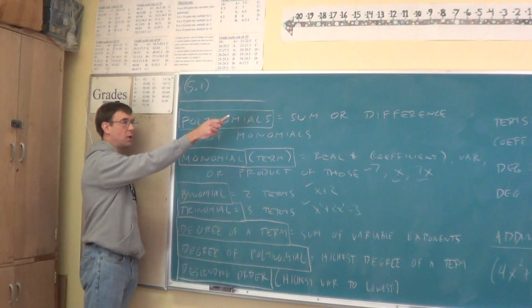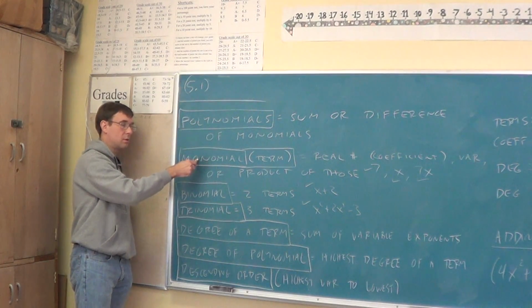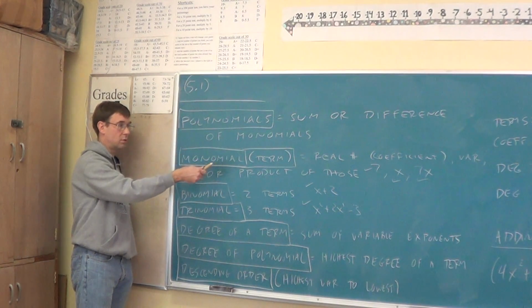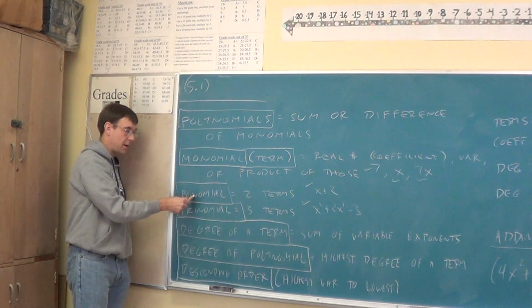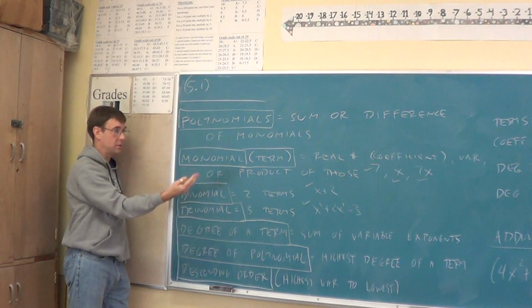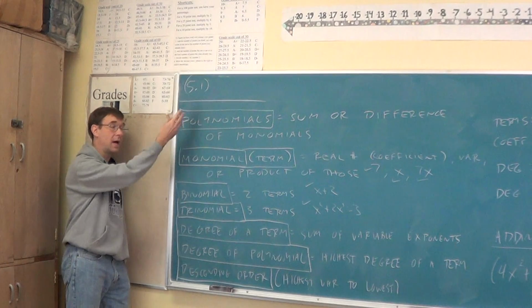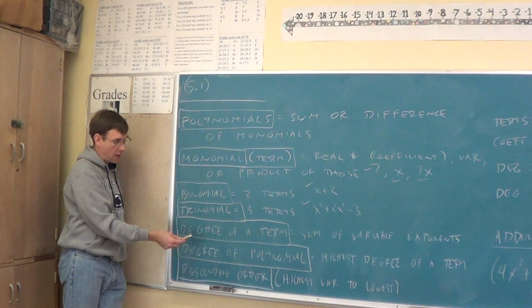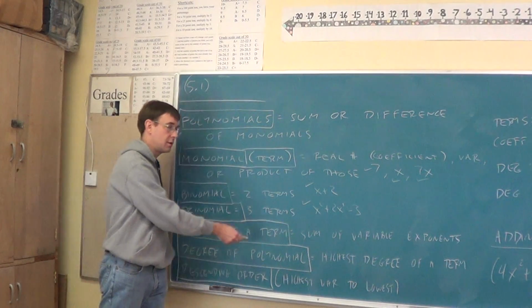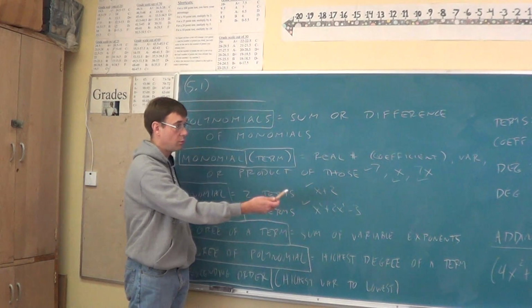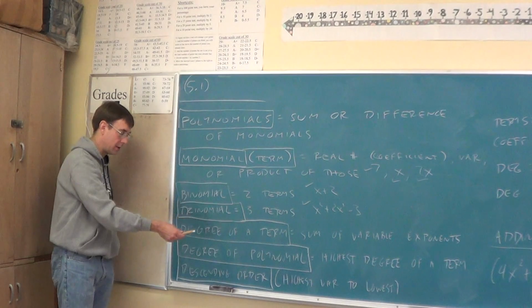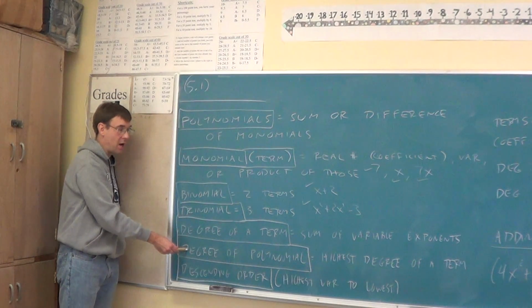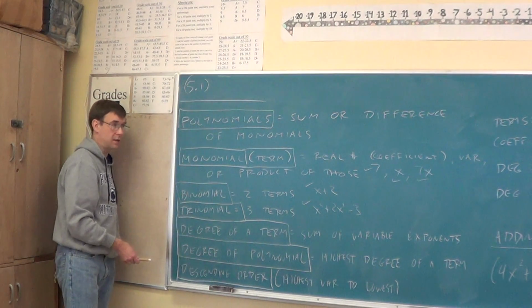Polynomial, add or subtract monomials. Monomials can be real numbers or variables or multiplying those guys. Binomial is a kind of polynomial that has 2 terms. Trinomial is a kind of polynomial that has 3 terms. Every monomial, every term has a degree. To find the degree, we look at the variables, we add up all the powers we can find. Then the degree of an entire polynomial is just us picking the highest one.